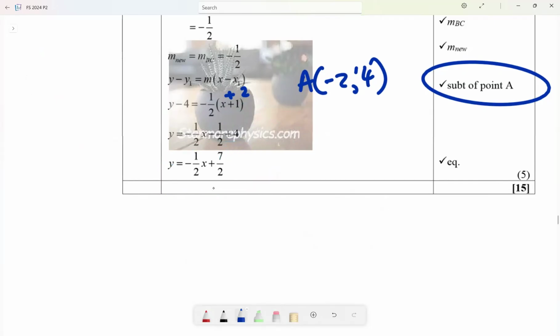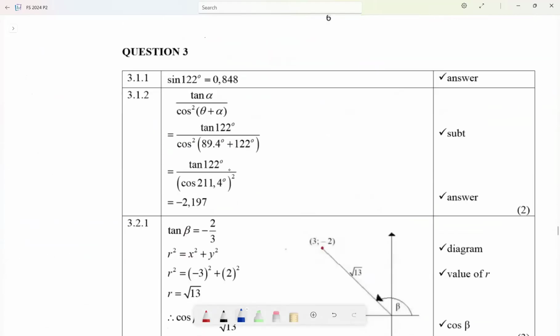Okay, so this one is incorrect. So this was supposed to be +2, and this would have given us -1, -1 here, +4, which in this case is +3. Okay, look out for that.